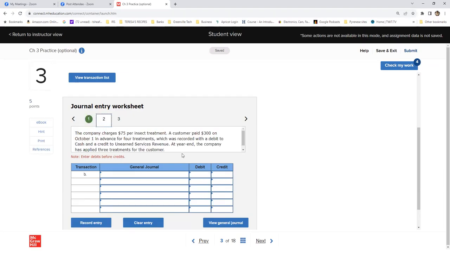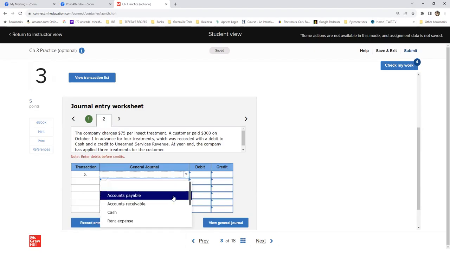Requirement 2. Company charges $75 per insect treatment. Company paid $300 on October 1st for 4 treatments. So that's going to mean $75 per treatment, right? Which was recorded with a debit to cash and a credit to unearned service revenue. At year end, the company has applied 3 treatments for the customer. All right. So we're going to see what that account is going to be.